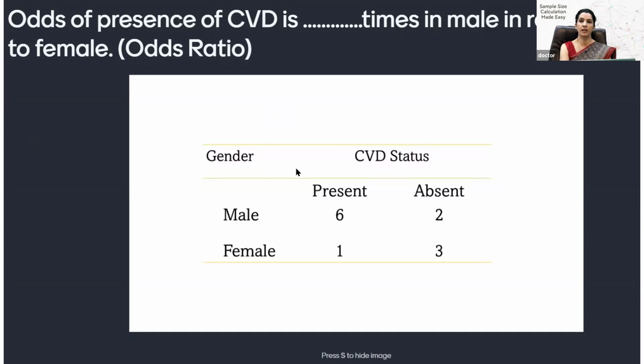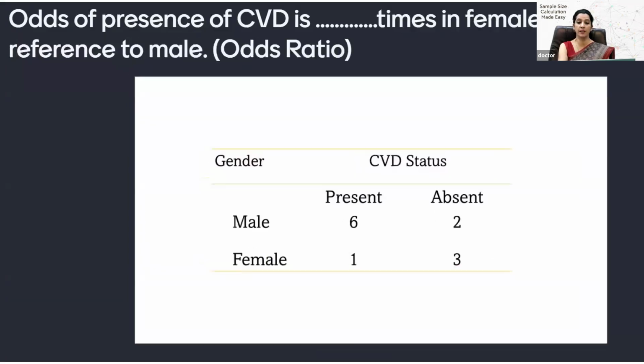Now if I ask the odds of presence of cardiovascular disease, how many times in male as compared to female, taking female as a reference, then you have to divide the former odds with the latter odds. What was the former odds? 3. And the latter was 1 by 3. So I will do 3 divided by 1 by 3, so it will be 9, which you guys initially said. So the odds ratio will be 9.